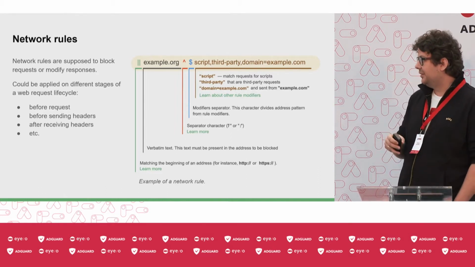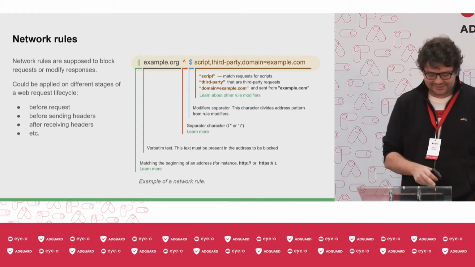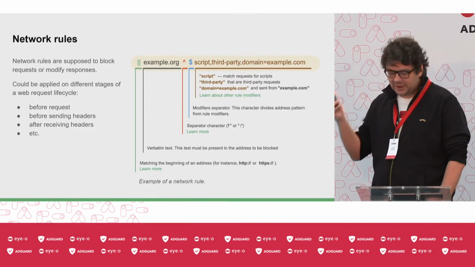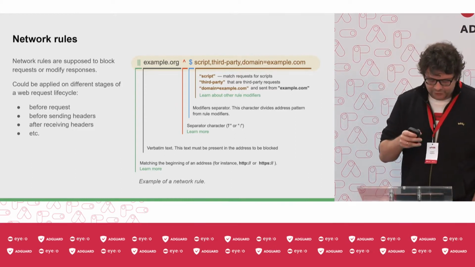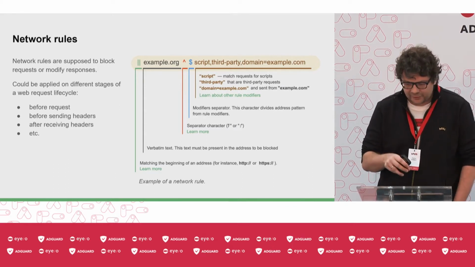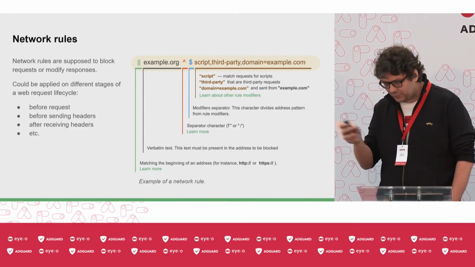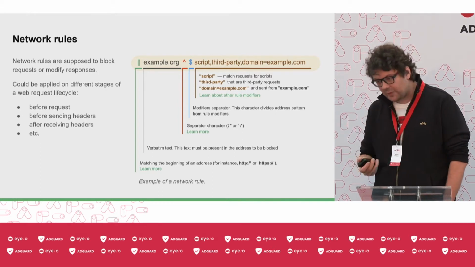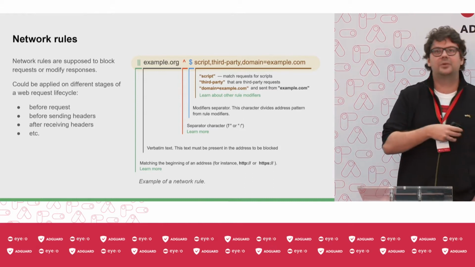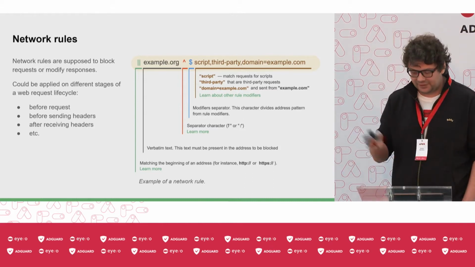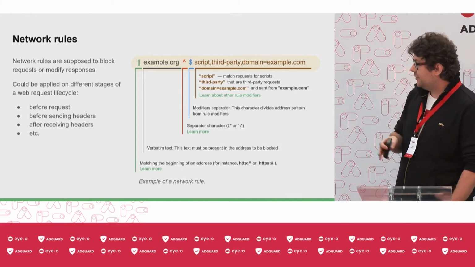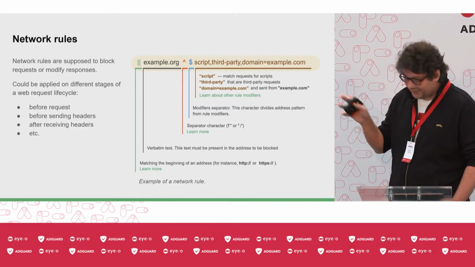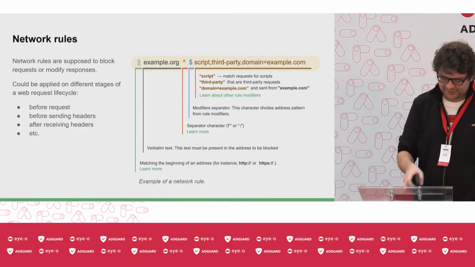Mainly, filter lists consist of two kinds of rules. One we call network rules. They are supposed to block requests or modify responses, and they can be applied at different stages of a web request lifecycle: before the web request, after receiving headers, before sending headers, and so on. On this slide, you can see an example of such a rule, but I will not dive into specifics here.